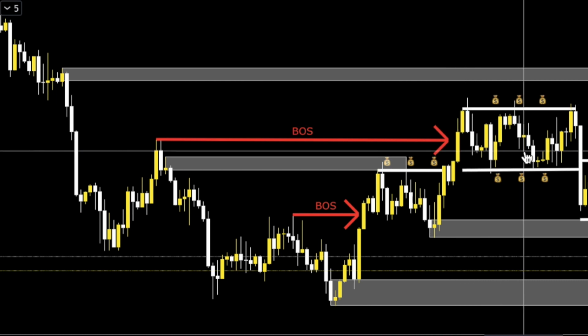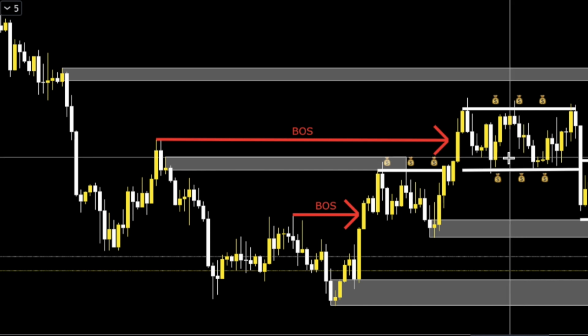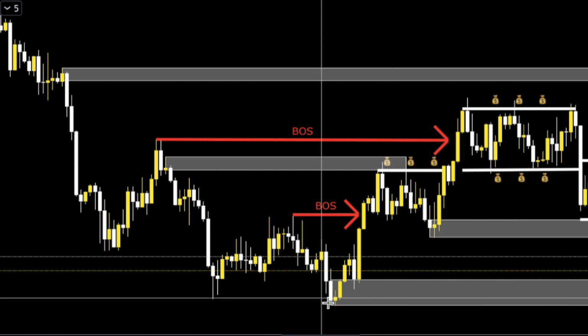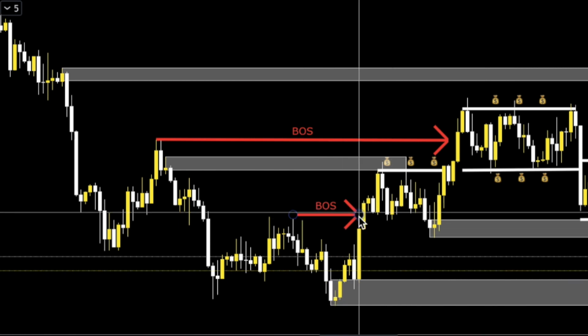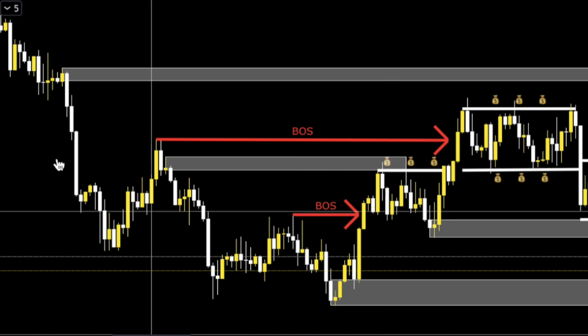Now, one thing I really want to stress, so you guys know how to really confirm that an area is a level of supply or demand, is when price is able to break structure, when it's able to go through and create a new high or a new low, right?